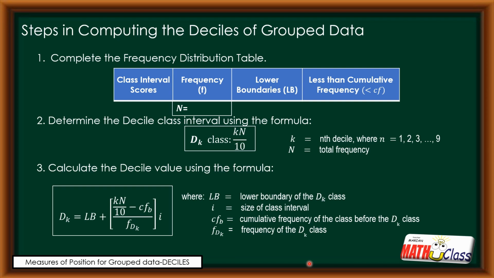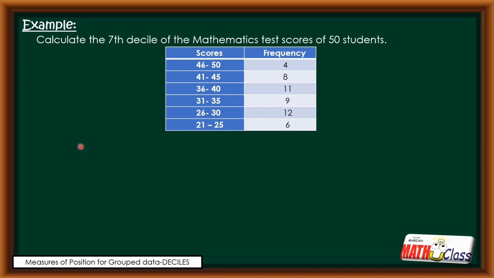As what you have observed, the only difference between solving the value of quartile and decile for grouped data is the constant denominator found in the given formula. Since we are dealing with decile, the denominator here becomes 10 because decile divides the distribution into 10 equal parts. So now let us proceed to the example.